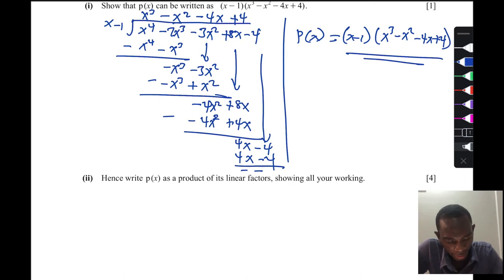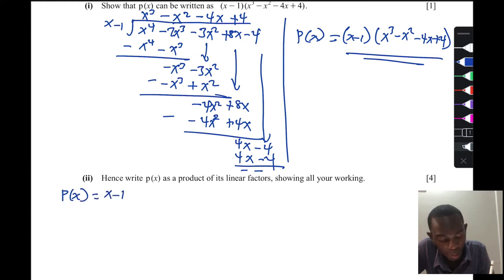Now it says, hence write p of x as a product of its linear factors. So that means they do not want you to have any cubic or quadratic as a factor. They want you to factorize completely, and they said show all your workings. We know that p of x has been given as x minus 1, and then x cubed minus x squared minus 4x plus 4.